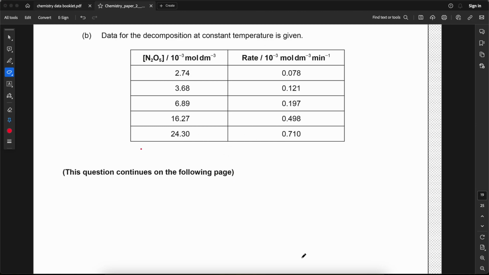So that's all the explanation for the chemistry higher level paper 2 May 2021 time zone 1.